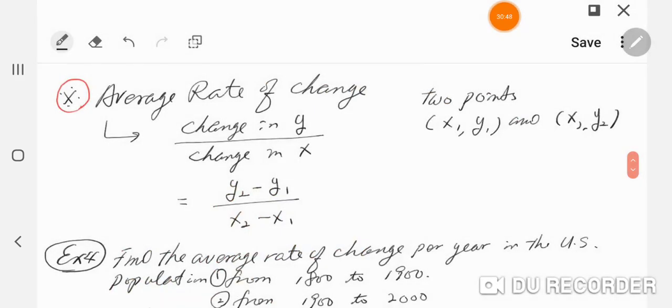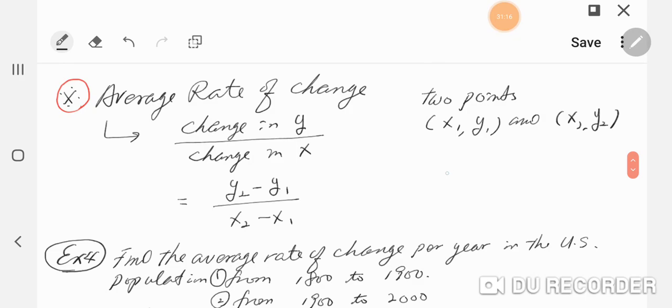Okay, next definition is average rate of change. Average rate of change is, there are 2 points. Using these 2 points, the average rate of change is change in y divided by change in x. So the change in y means the vertical distance between the 2 points.